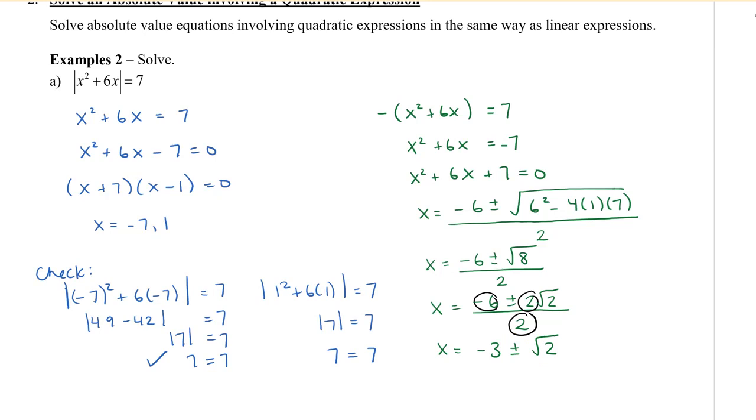Now I'm not going to show you an algebraic check, but what you can do is take both of these values, negative 3 plus root 2, plug it into x squared plus 6x, and see if that equals 7. Then do the same with negative 3 minus root 2. If you do the check properly with your calculator, you will find that it does work. So you actually have 4 solutions for this absolute value equation.